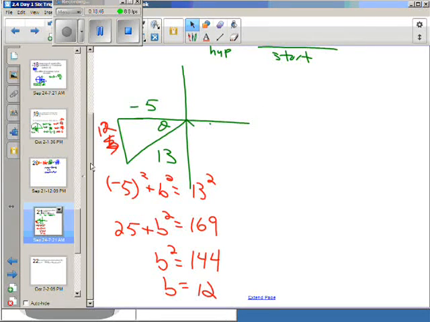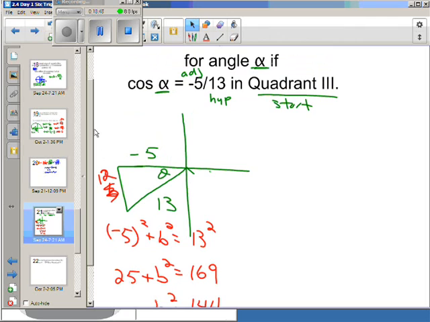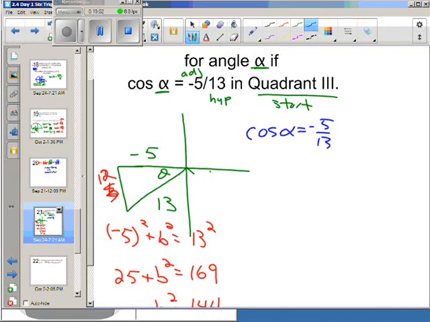So now I have all my sides, and I can find my ratios. So cosine of alpha we already have, so I don't really need that, although it might not be a bad idea to put that out there, because then I can do its reciprocal, which is secant, and I could have done this one without even drawing my triangle, because all I had to do was flip my cosine.